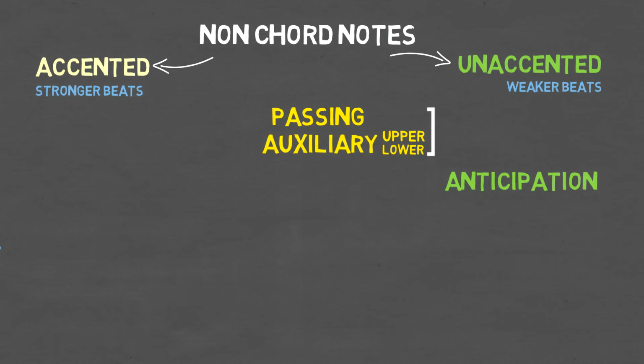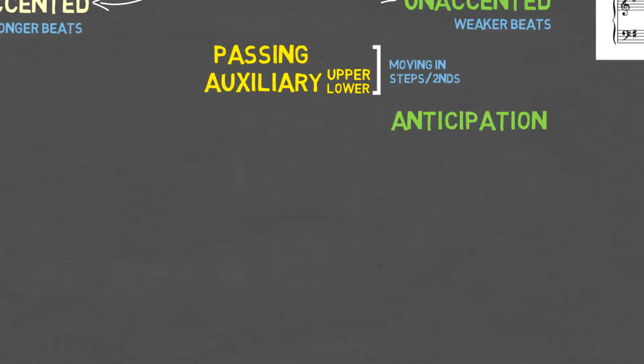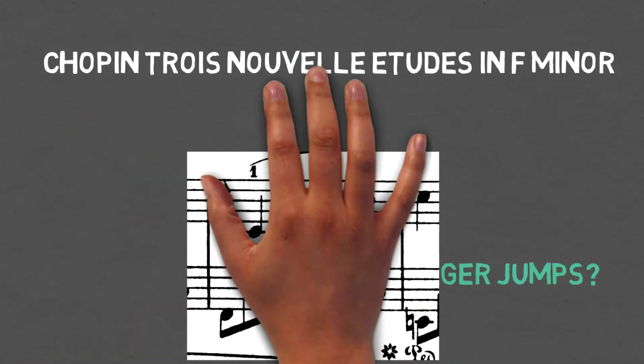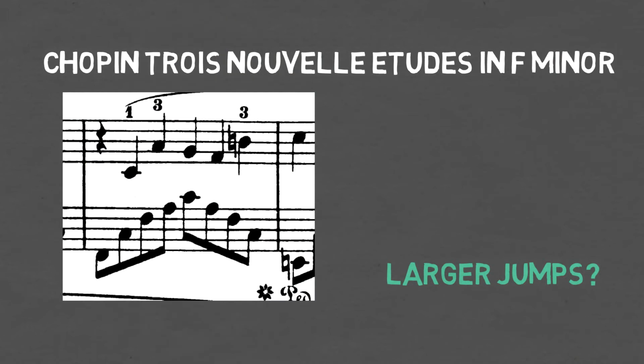Okay, so far we've been classifying only notes which are moving in seconds or steps. What about larger jumps? Look at this example of Chopin's Etude in F minor. Here, the non-chord note B, although in the same direction, F to B and B to C, F to B is not a step. Hence, this is called an incomplete passing note.